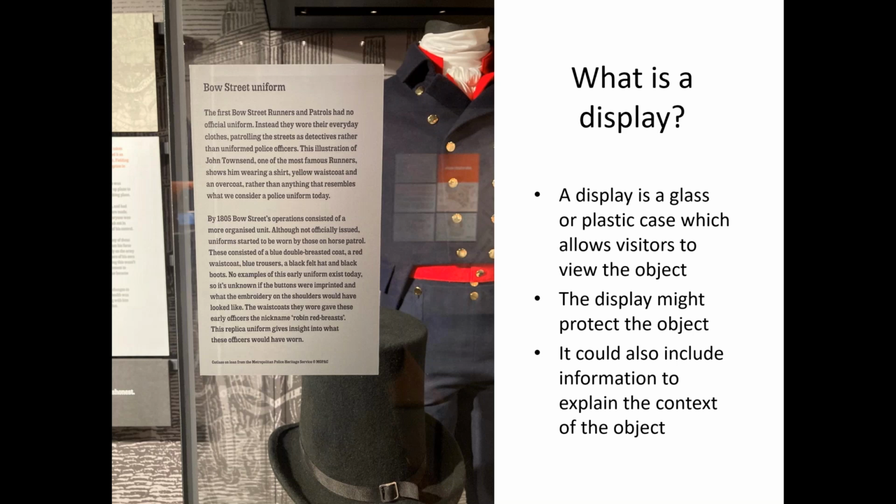So this is an example case of a museum in London. It's showing a Bow Street uniform. That's what the police used to look like when they were first kind of organized in London.